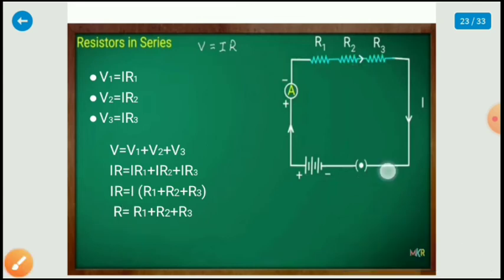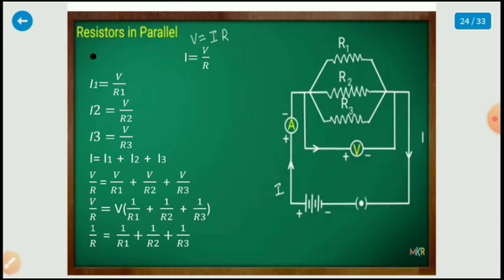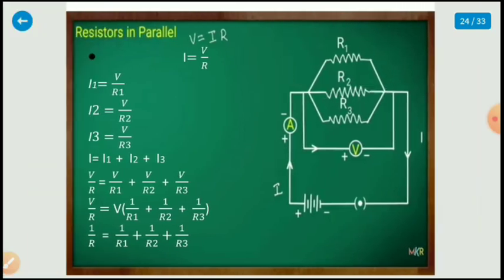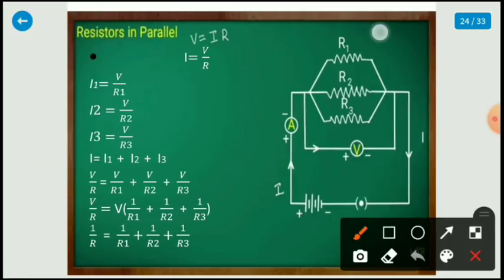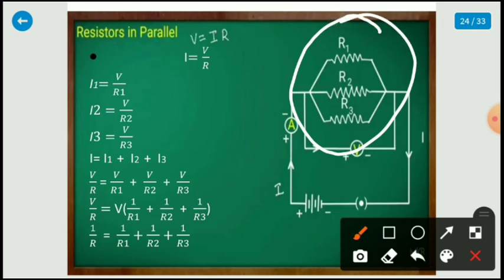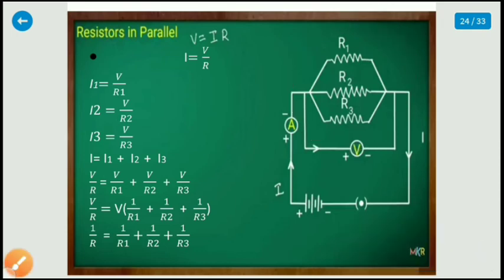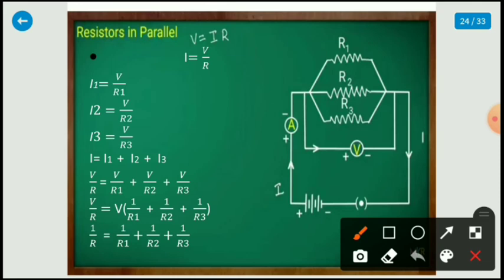Okay, next let's go to resistors in parallel. We are using the same formula, but in resistors in parallel the current is different and the voltage is constant in all three resistors, because we are using a parallel circuit here. You can see the resistors are connected in parallel, and connected to the common voltmeter, that is V. So the voltage is constant here.